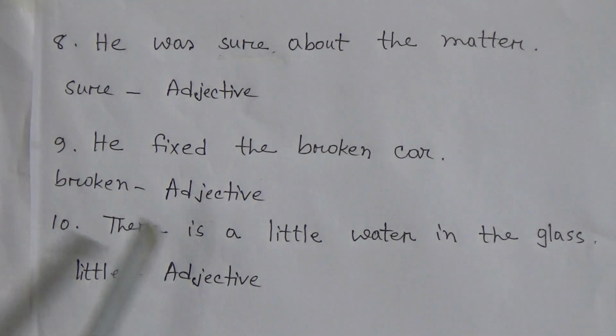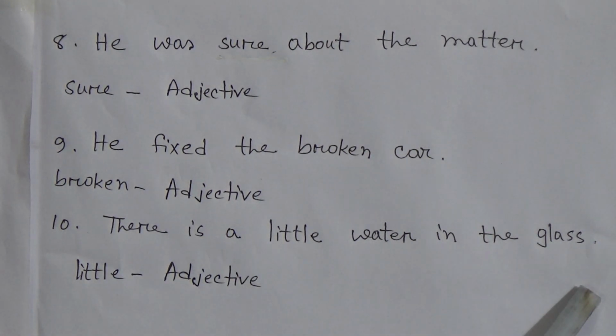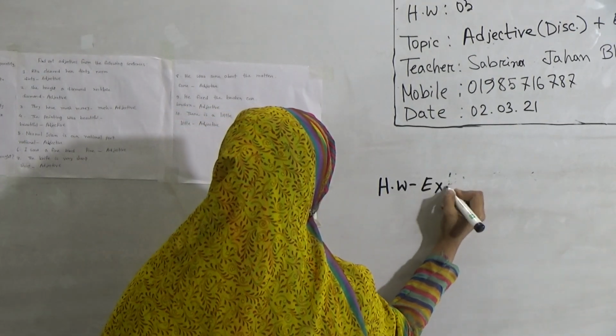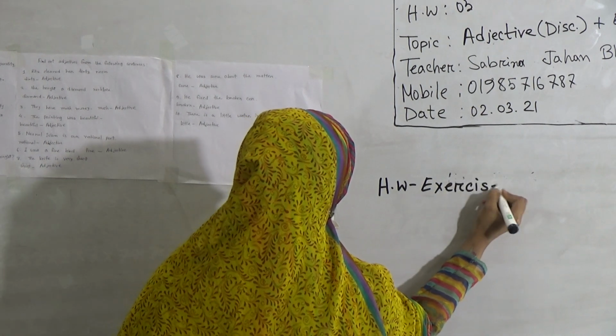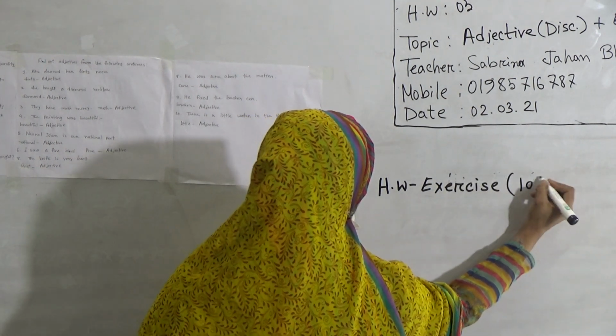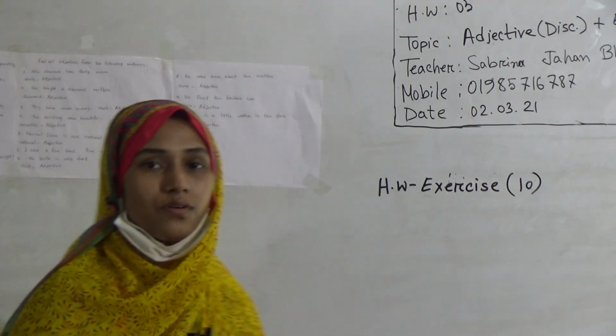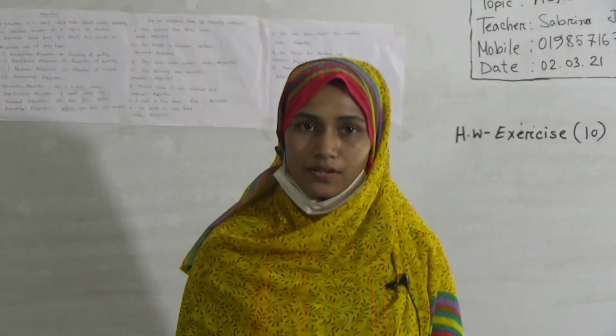Then number 10, there is a little water in the glass. Here the word little. How much water? Little. So here the word little is an example of adjective. Dear students, for your HW you have to do these 10 exercises. SW will be this exercise you have to do. These 10 exercises you have to do as your homework, and you have to submit this on next Saturday.